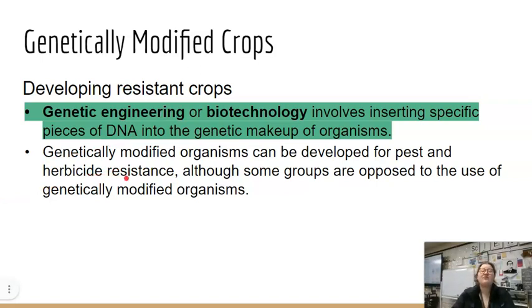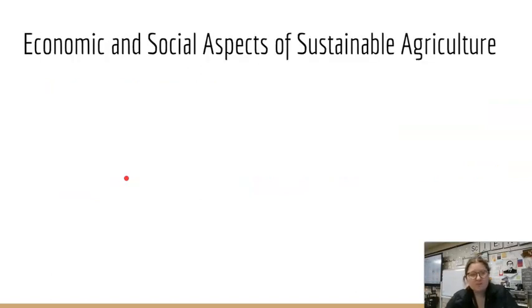A lot of the times we'll have fields full of GMO soybeans that are resistant to herbicides. And because the soybeans are resistant to herbicides, so much herbicide is sprayed all over the field to kill everything else. And that just leads to overuse of the chemicals that we're using in farming.